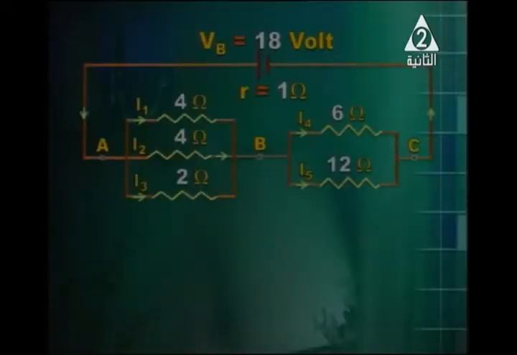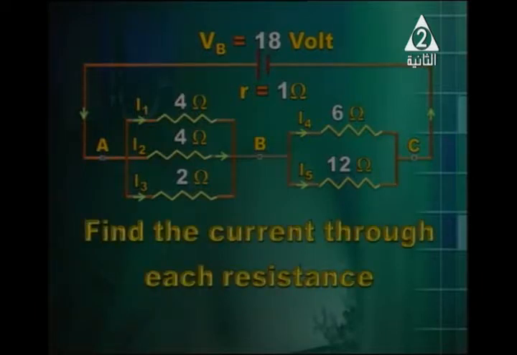Another problem. In front of you, there is a circuit that consists of an 18 volt battery. Internal resistance of the battery is 1 ohm. And we've got 2 parallel combinations. The first consists of 3 resistors, 4 ohm, 4 ohm, and 2 ohms connected in parallel. Another parallel combination consists of 6 and 12. Your attention to the points A, B, and C. Find the current through each resistance.